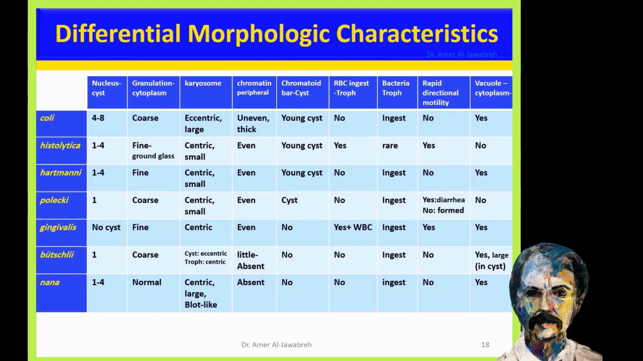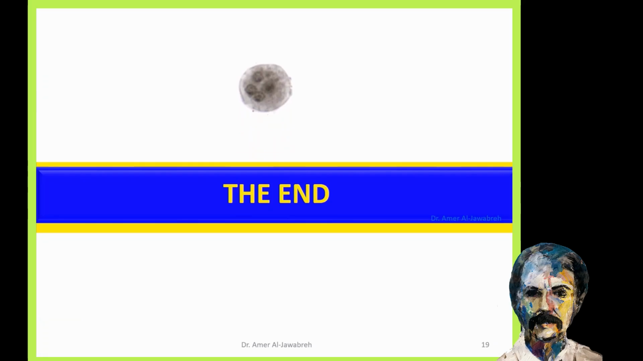This is in the mouth and this is in the intestine. Plus white blood cells, they ingest bacteria. Rapid directional movement, yes, like histolytica, and vacuole cytoplasm, yes, large. So this is the idea. This is the differential morphologic characteristics of all the species of Entamoeba. By finishing this, we finish with the GI tract amoebae.